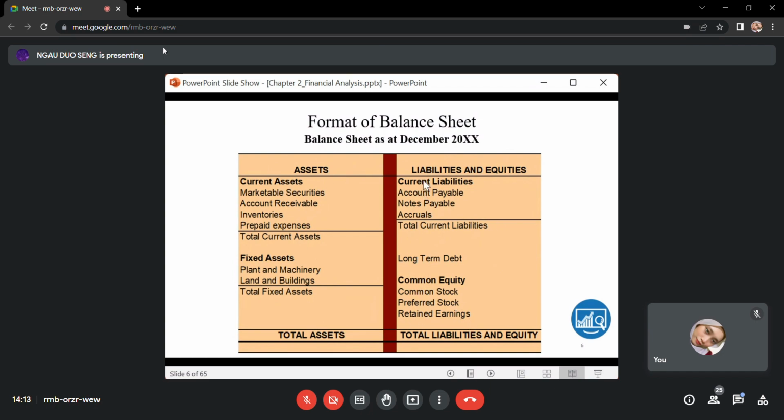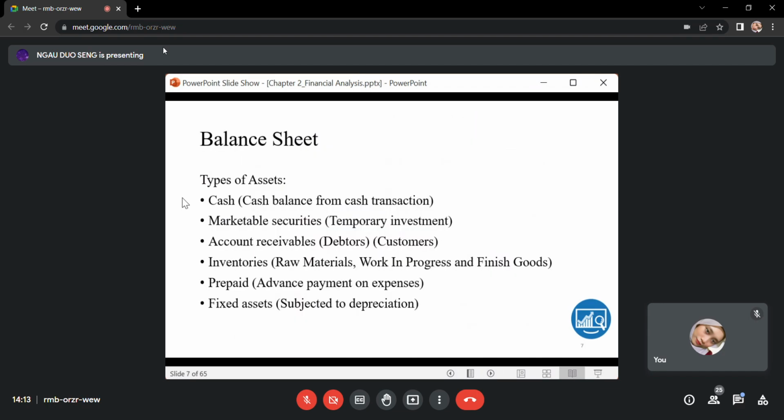So you total the liabilities and the common equity, then this one should be equal to total asset. All right, so balance sheet, we have cash. As I said, cash dia ada dua jenis, cash balance, jualan tunai, atau another one is credit sales. So cash balance from cash transaction. And then we have marketable securities, which is a temporary investment.